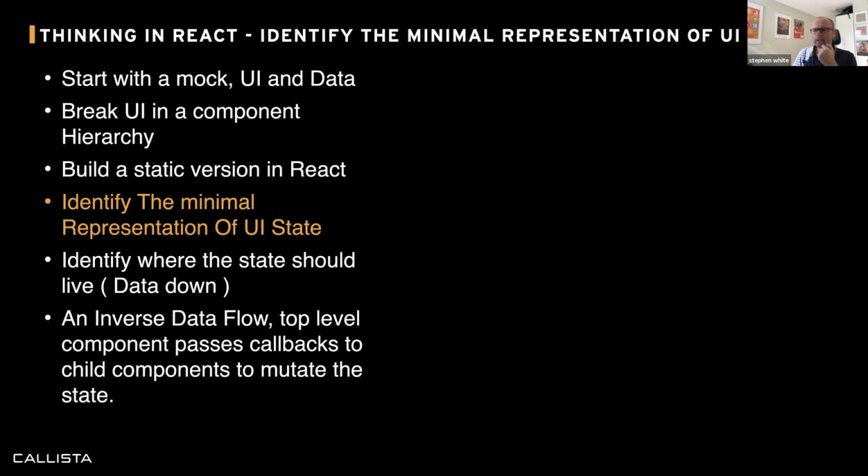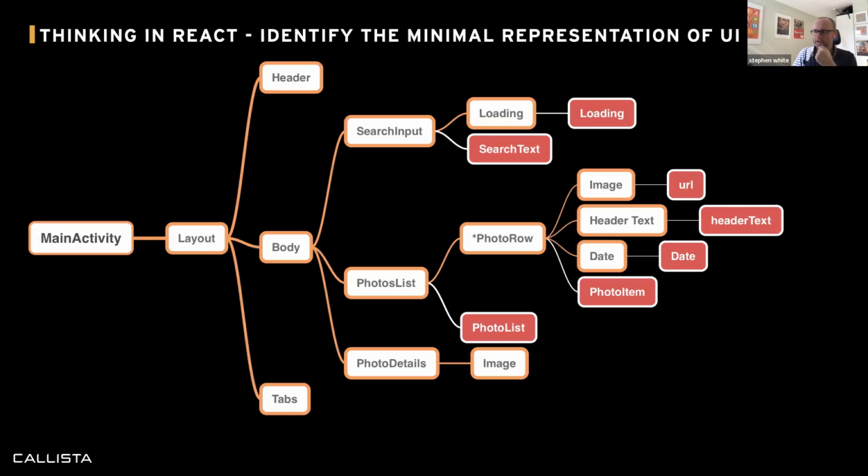Then we want to identify the minimal representation of UI state. Now, state is something that we can talk about, but basically start with the minimal UI representation of it. So in our case, the search input obviously needs a place to hold the search text. It needs a place to hold the loading Boolean variable, for example. It needs a URL for the image. It needs a header text, date, photo item, photo list. So this is state. This is stuff that's going to be feeding these visual components.